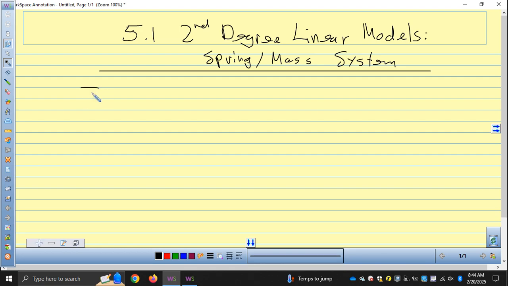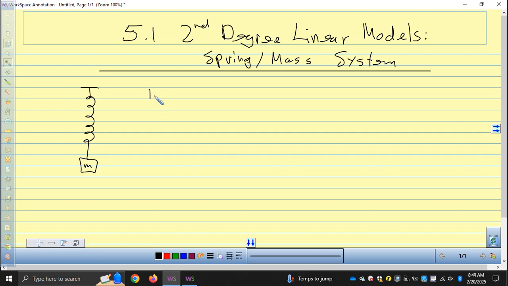All right, so the idea today is we have a spring, and from that spring we are suspending some mass. And we're going to take the spring and we're going to stretch the mass above or below the equilibrium position and let it go. And it's going to move. So we want the equation that describes that motion.